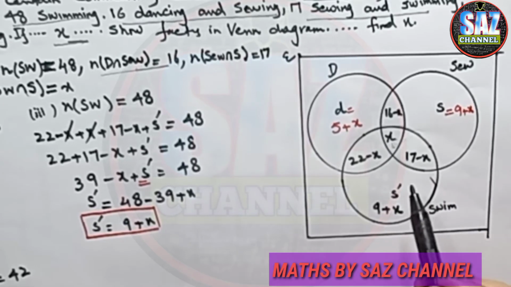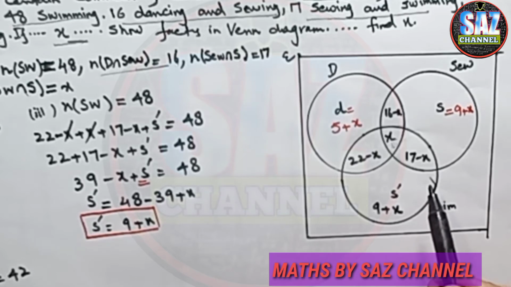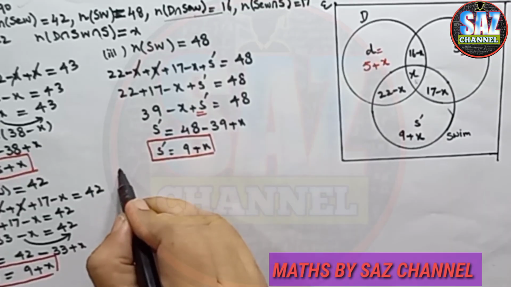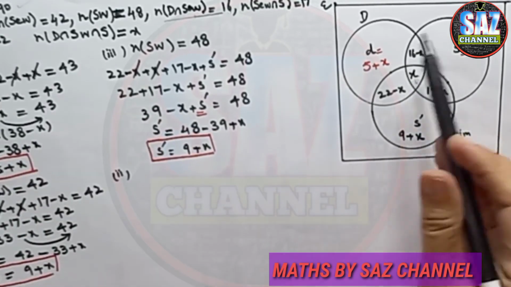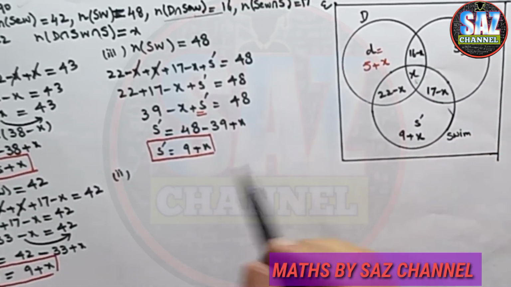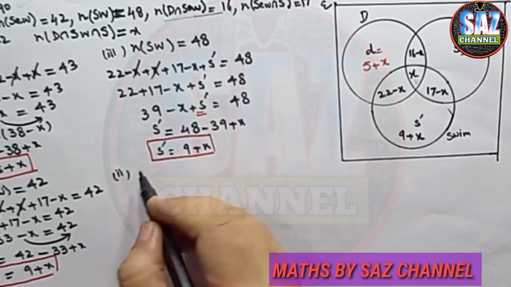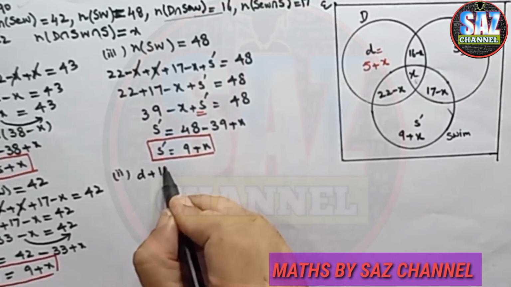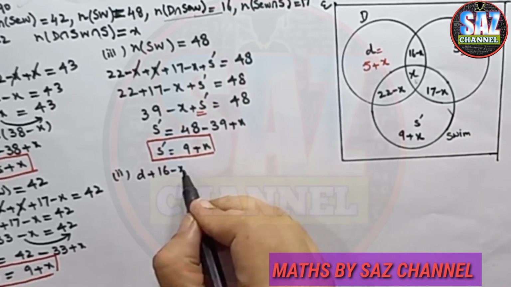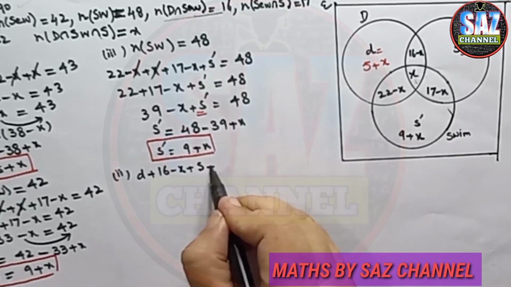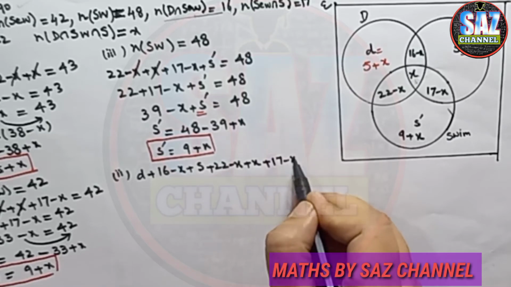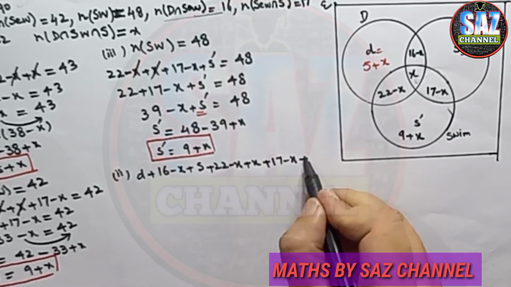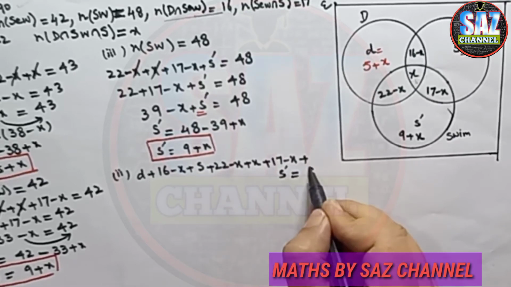Now the first part was that we have to show each element at its respective place. We have shown that in terms of x, and the second part says to form an equation in x that is satisfied by x, and we have to find the value of x. For that, we know that there are a total of 90 people taking part in all three activities. So we will form the equation: d plus 16 minus x plus s plus 22 minus x plus 17 minus x plus s dash equal to 90.